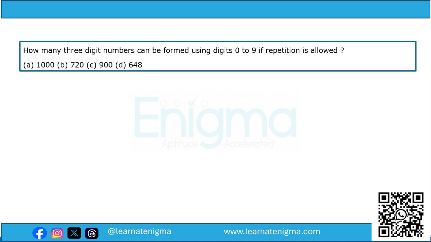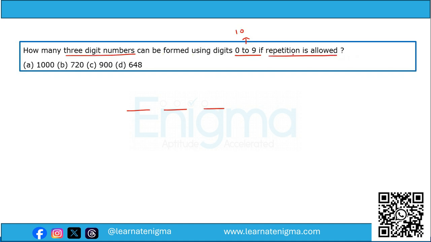How many three-digit numbers can be formed using digits 0 to 9 if repetition is allowed? Now we want to make three-digit numbers, so therefore we will create three dashes. We have the available digits from 0 to 9. That means we have a total of 10 digits available, and repetition is allowed.